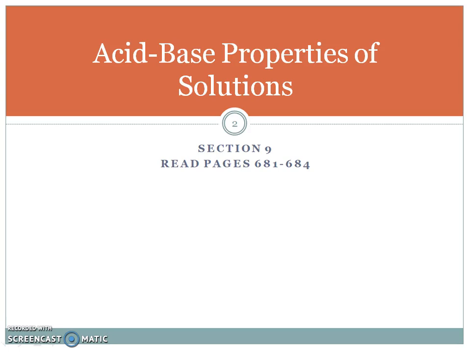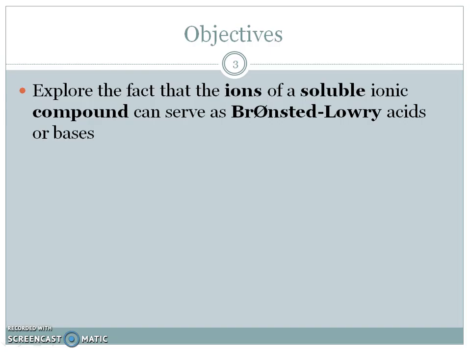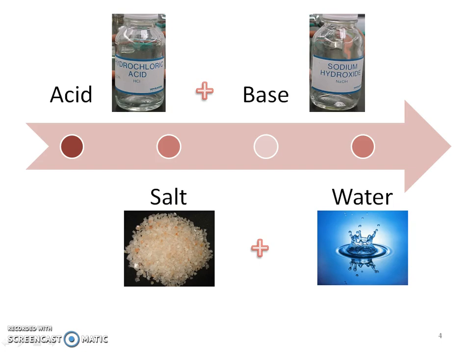This is Mrs. O'Neill for AP Chemistry, Chapter 16, Section 9, Acid-Base Properties of Solution. So we're going to explore the fact that ions of a soluble ionic compound can serve as a Bronsted-Lowry acid or base. What do we mean by that?